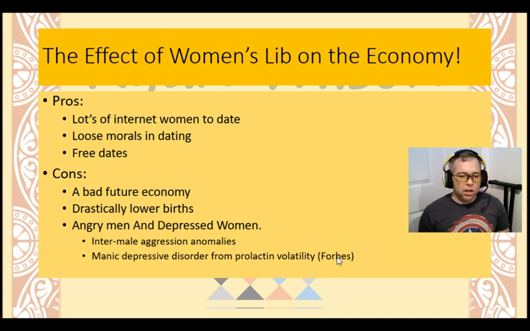Basically, what Forbes is saying is that when you're bonded in marriage to someone, your prolactin volatility is stabilized because you're continuously bonded to your husband or wife. But when you're cycling out relationships and going in breakups and coming back together again, breaking up, coming back together, it causes dopamine spikes and dopamine depressions and serotonin depressions. So men and women are really not happy with it.